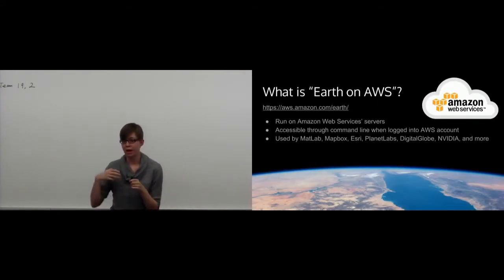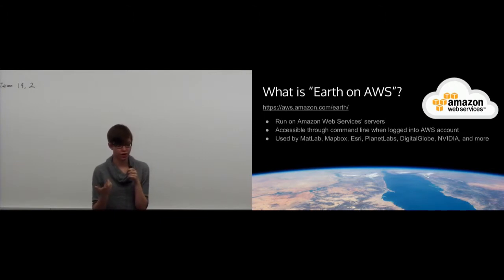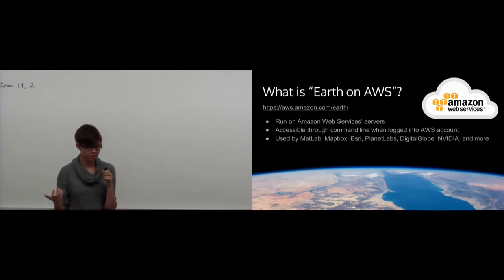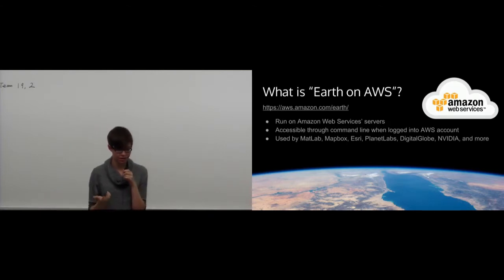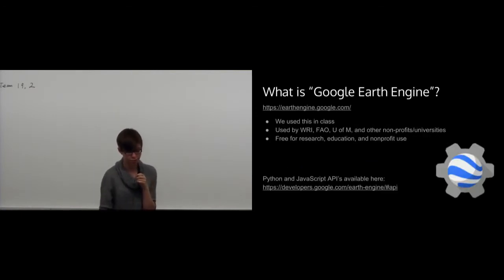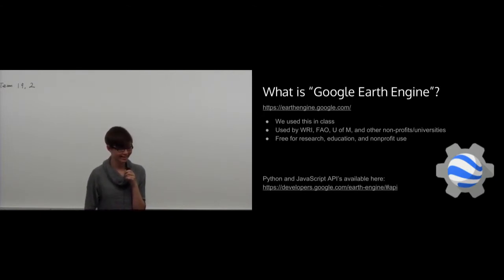So we'll be talking about 3 different cloud computing services that have come forward that can address a lot of these issues that we put forth. First, we're going to talk about Earth on AWS. It runs on Amazon's cloud computing service. It's accessible through command line if you have an AWS account, and used by many services, including Esri, Planet Labs, Digital Globe, etc. And then the second one you might be familiar with is Google Earth Engine.